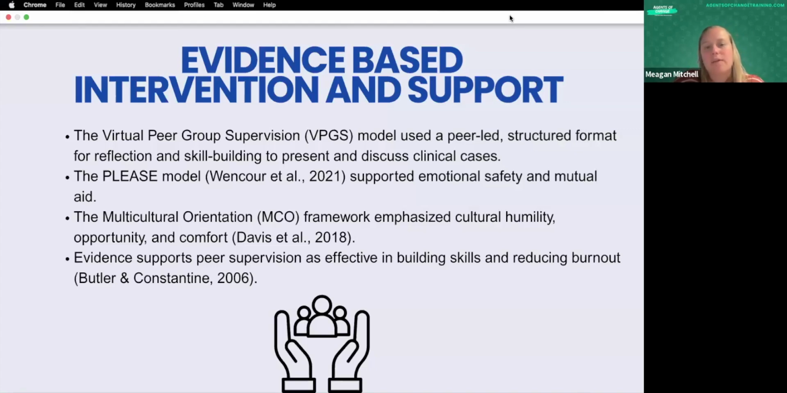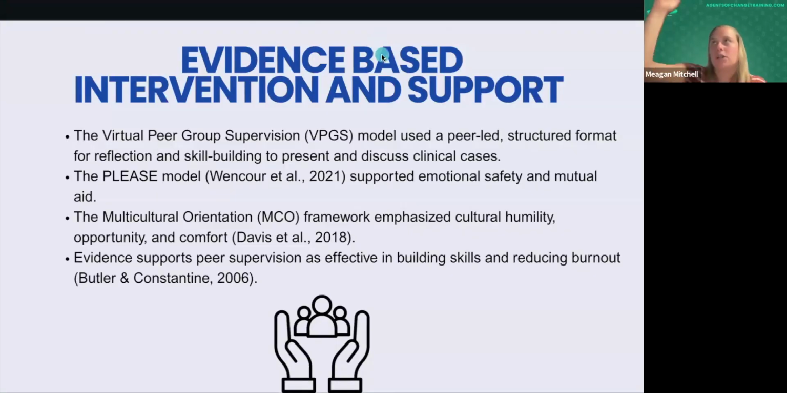Okay. Evidence supports that when you have a strong peer network, so we're not talking about just a supervisor and a supervisee, we're talking about peer consultation, so you are with a group of peers, it is effective in building skills, and it is effective in reducing burnout. Okay. Someone said, what about a client who has microaggressions towards the clinician? That this would be a space where you could discuss that and how you might actually approach that. Do you approach that with the client?